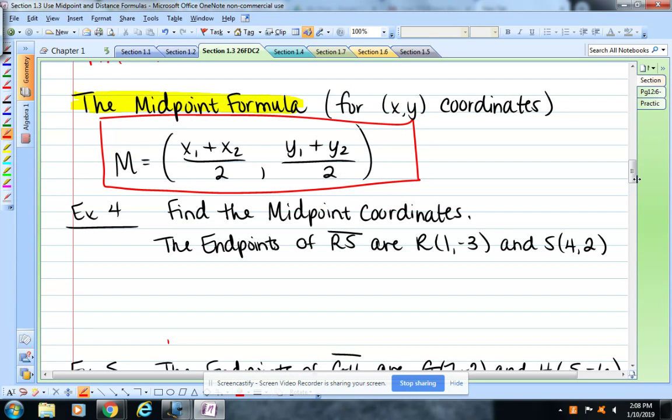Okay, let's talk about midpoints. How to find a midpoint. Okay? Midpoint formula. It's on my screen and it'll be on your paper, unless I tell you you don't have to write it. You need to memorize this formula. You see that formula? You need to memorize that.